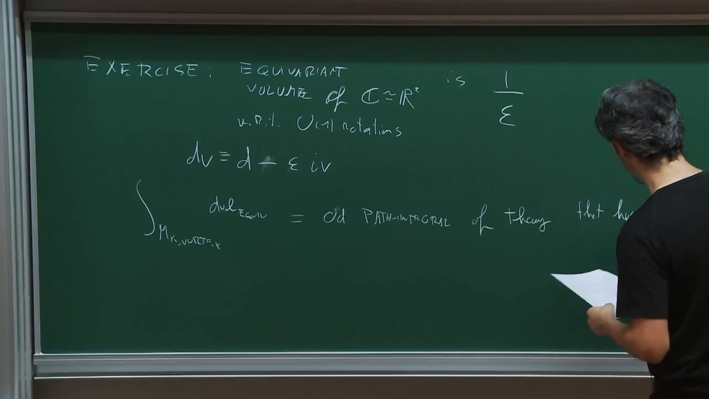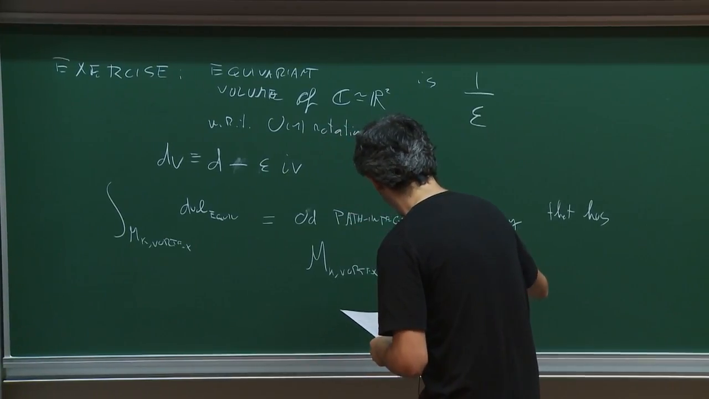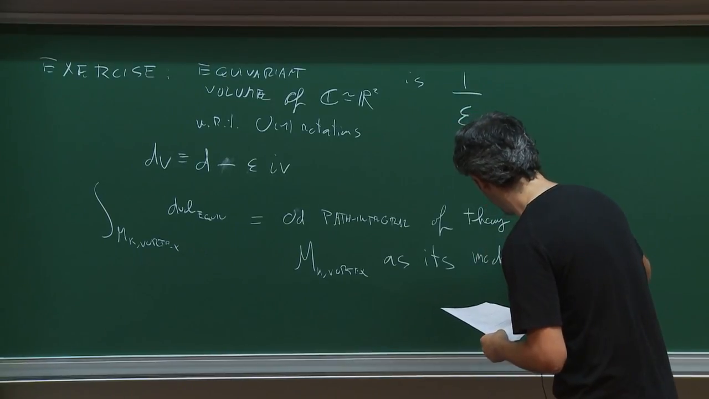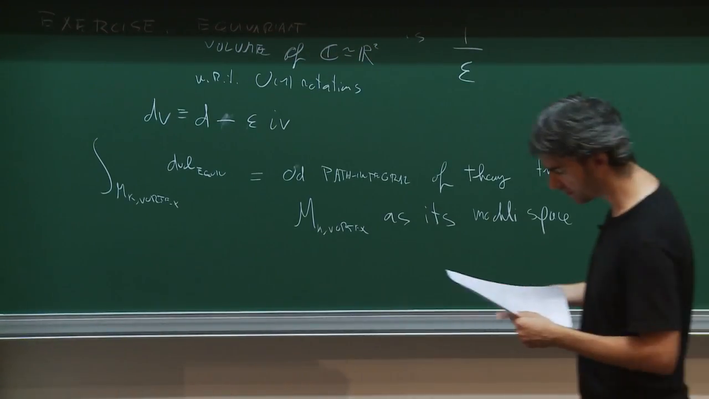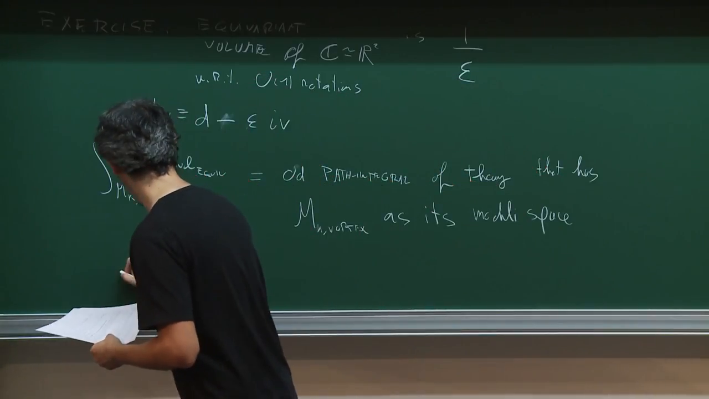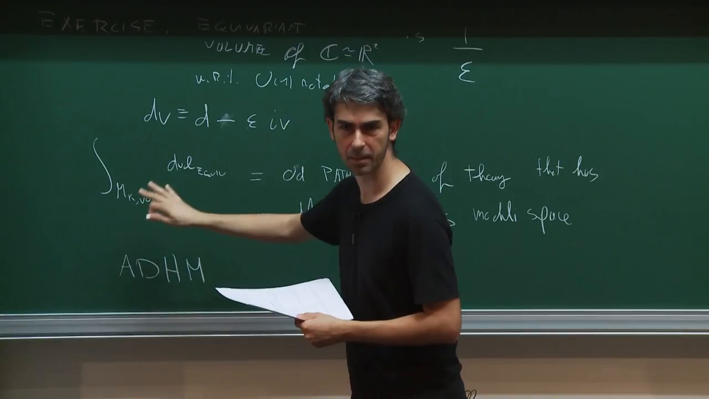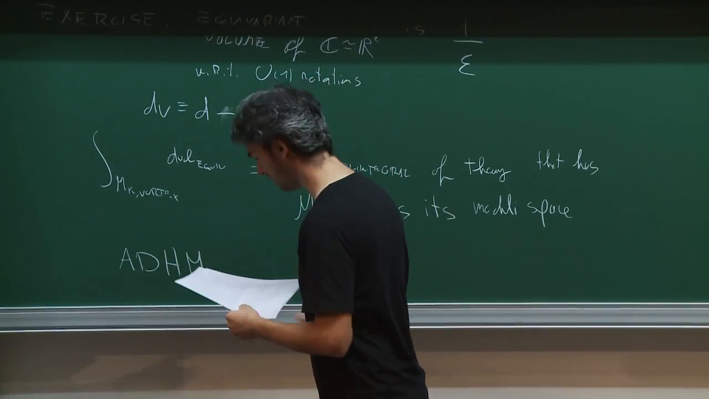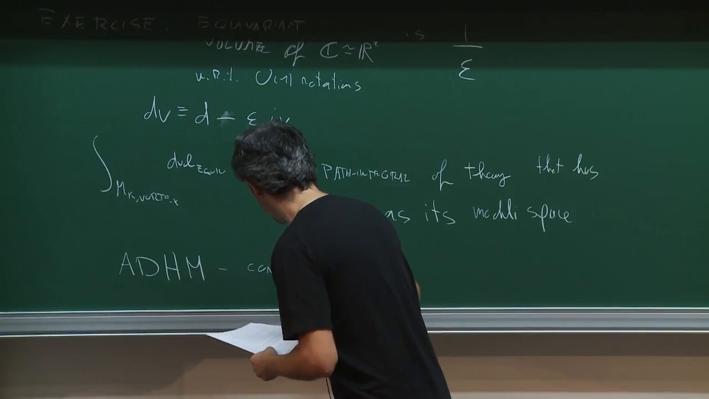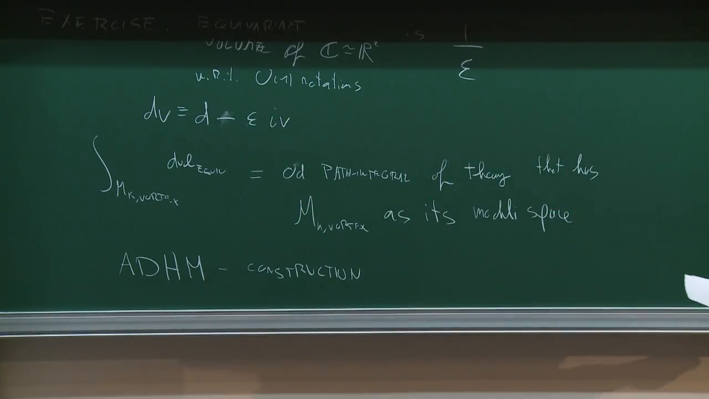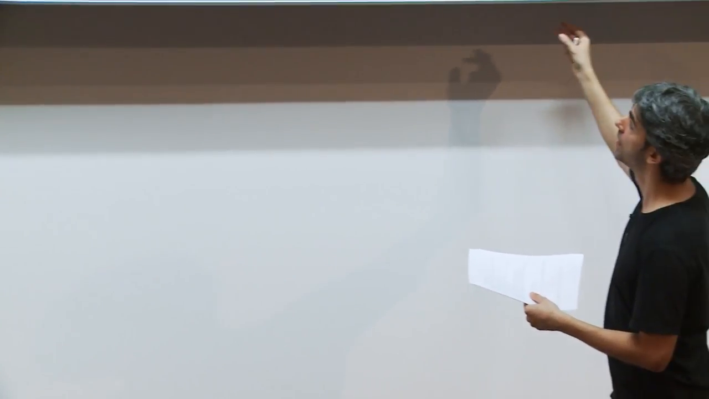So that has this space as its moduli space. And this way of computing it is called the ADHM construction. Of course, ADHM didn't precisely do this. I mean, they were mathematicians and they did it in a mathematical way. So if you want, this is a physicist interpretation of the ADHM construction. Okay. So you already saw essentially how it works in Wolfgang's lecture.